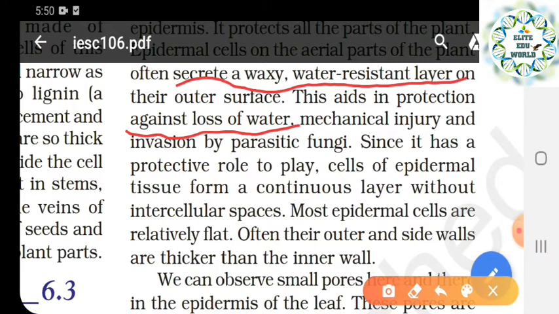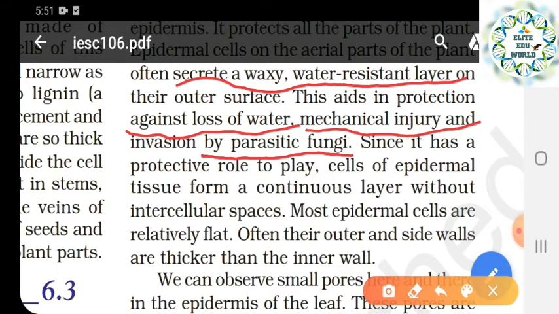Mechanical injury is also prevented, so it is also providing protection. First, it stops the loss of water, because the plant is present in dry places where there is a scarcity of water. Second, mechanical injuries are also prevented by this. And third, invasion by parasites or fungi: attacks of fungi and parasites are also prevented by this layer.